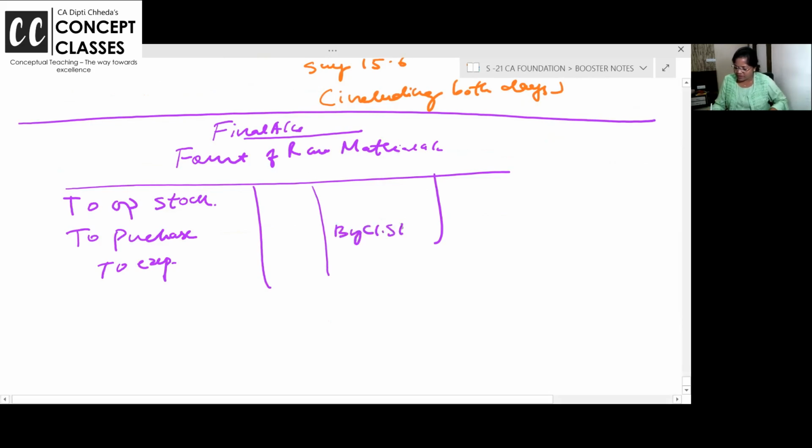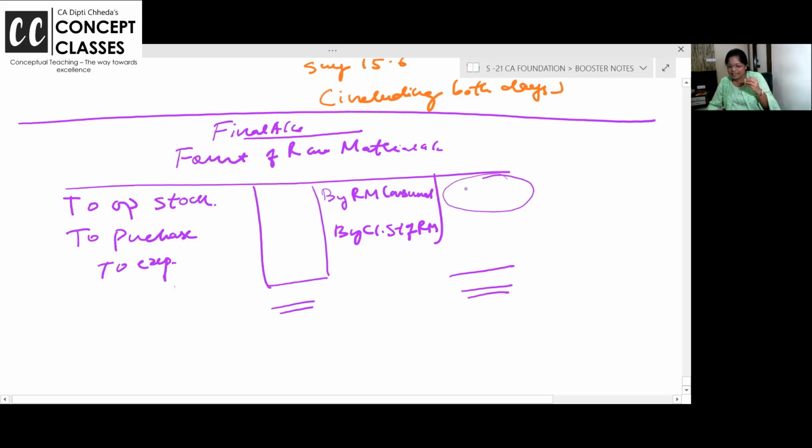By closing stock of raw material. By raw material consumed. Opening stock, purchase, expenses, closing stock, raw material consumed. This is generally balancing. I hope you all are enjoying writing. Same thing we did in Adless. Opening stock, purchase, some expense minus closing.